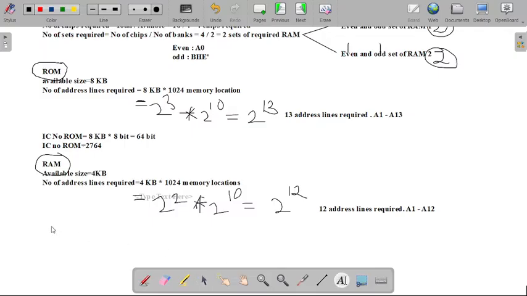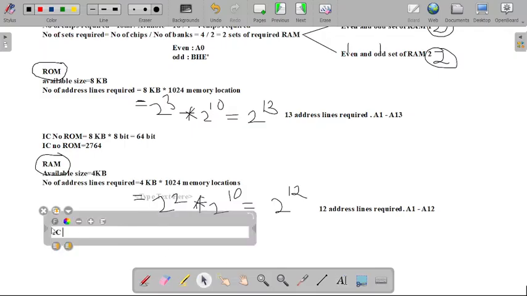Now I have to identify the IC number for our RAM. For the IC number, I am writing here 4 KB into 8 bit. So we are using 8 bit of input and output, so I am writing here 4 KB into 8 bit. So 4 into 8, that is 32 bit.